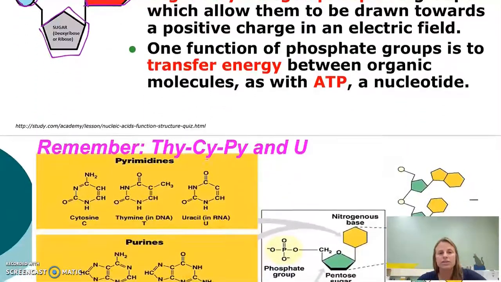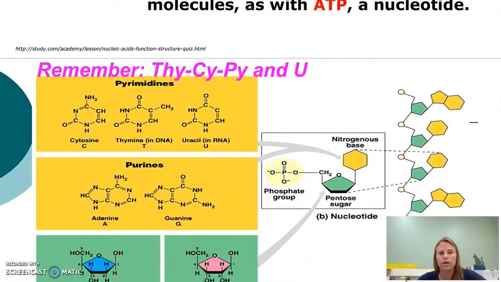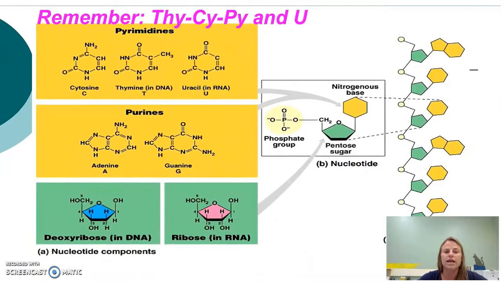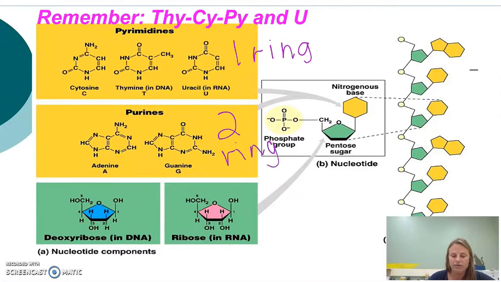Now, these nitrogenous bases, which are one component of our nucleic acid, can be categorized as pyrimidines or purines. Your pyrimidines have one ring, whereas your purines are going to have two rings. And the way I remember it is thi, si, and u. So thymine, cytosine, and uracil are pyrimidines.